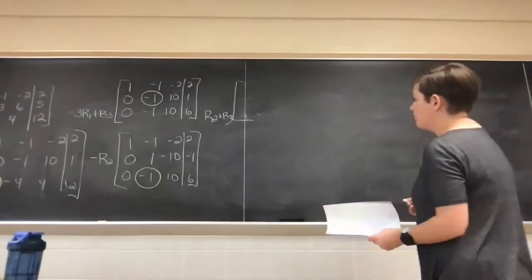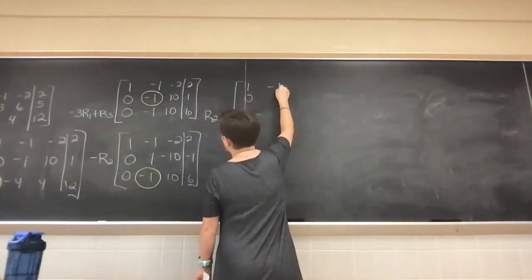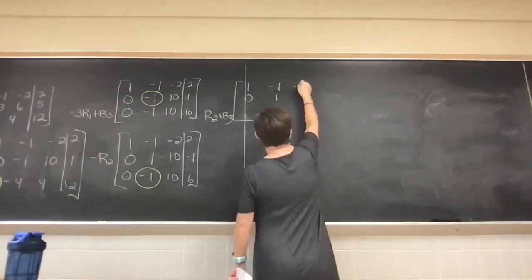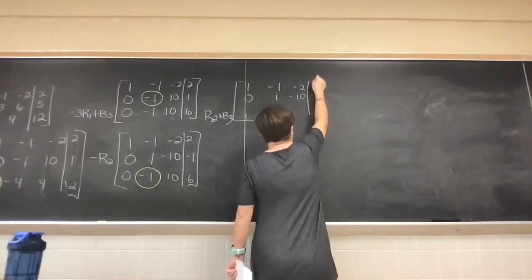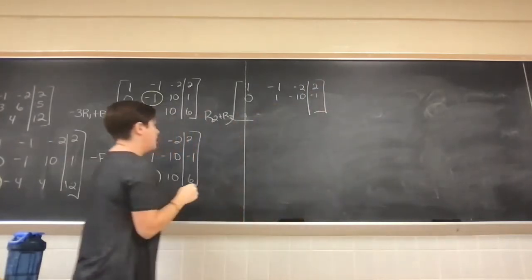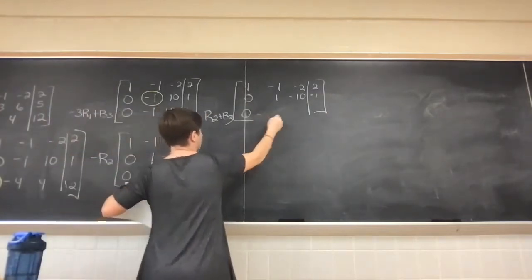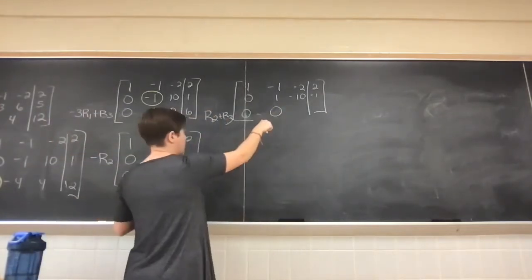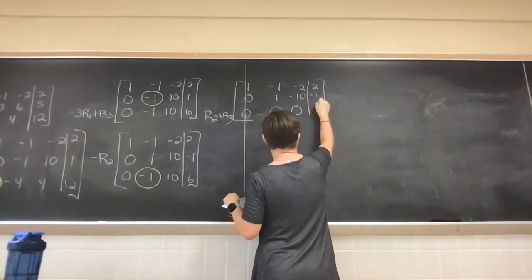Okay. So my top 2 stay the same. 1, 0, -1, 1, 2, -10, 2, -1. Okay, I'm just adding my R2 and my R3. So that gives me 0, 0, and I have a -10 and a +10. That gives me 0. And then -1 plus 6 will give me 5.